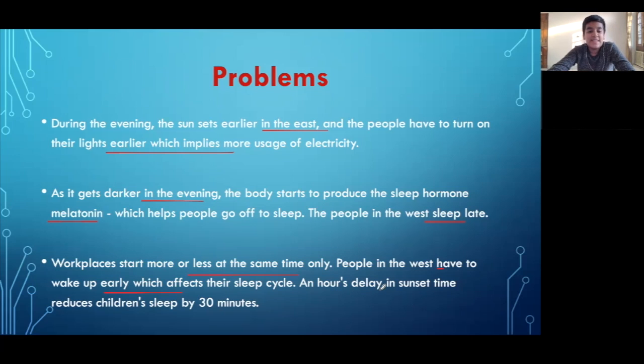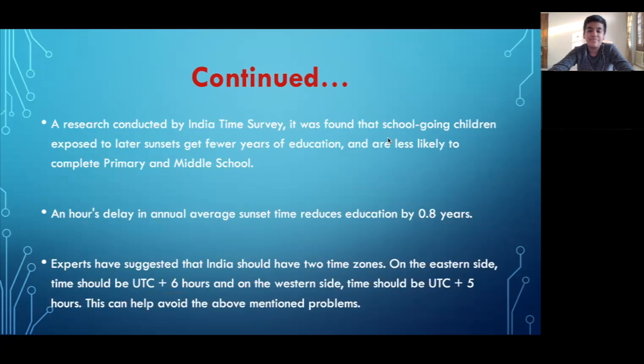An hour's delay in sunset time reduces children's sleep by 30 minutes. A research was conducted by the India Times Survey, and it found that school-going children exposed to later sunsets, that means in the western side, get fewer years of education and are less likely to complete primary and middle school. An hour's delay in annual average sunset time reduces education by 0.8 years, so we can say 9 to 10 months.